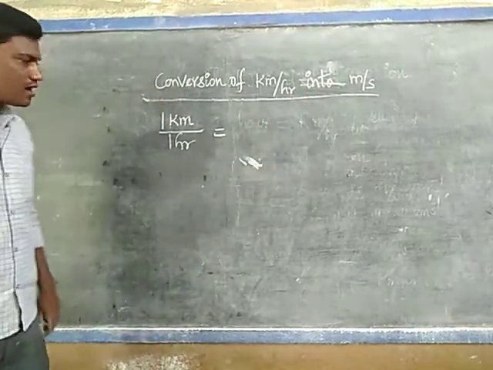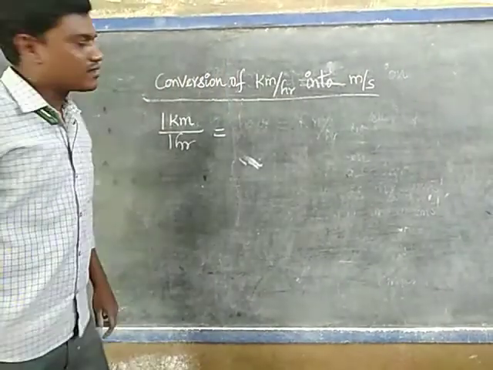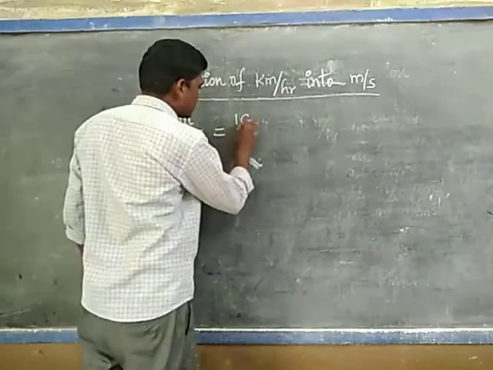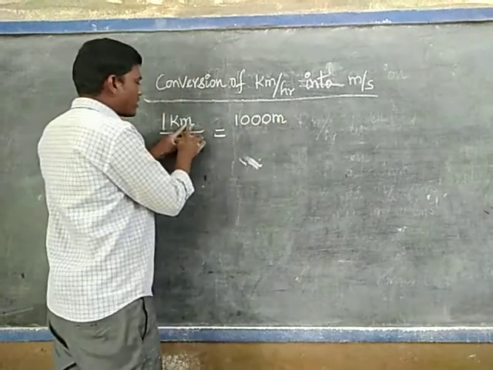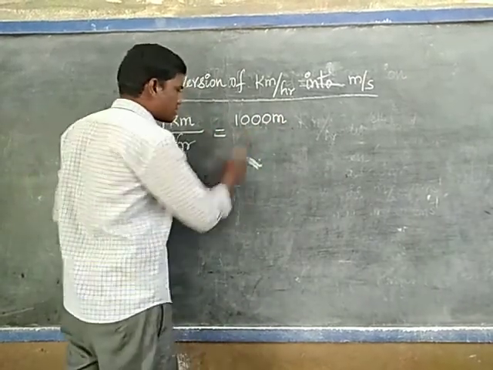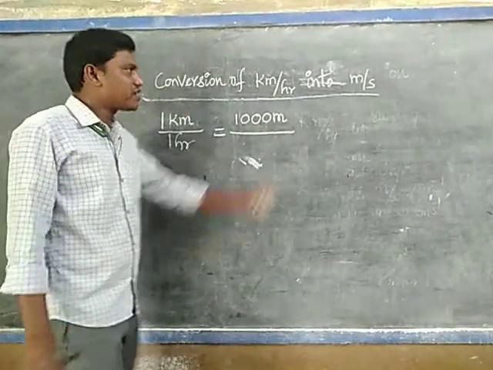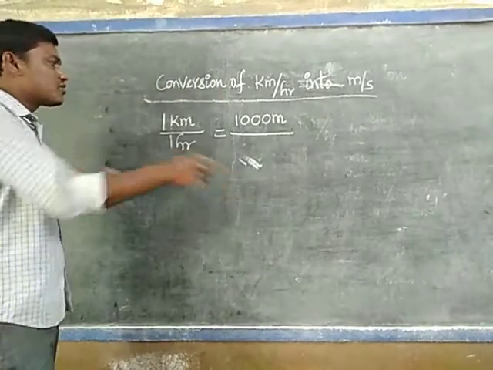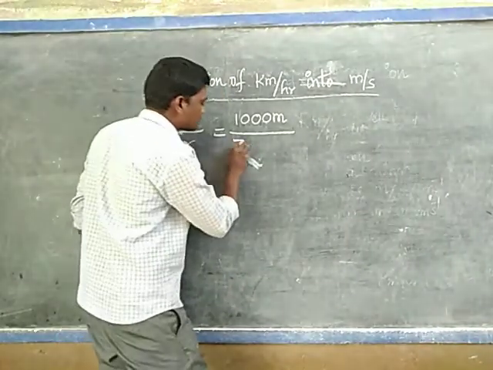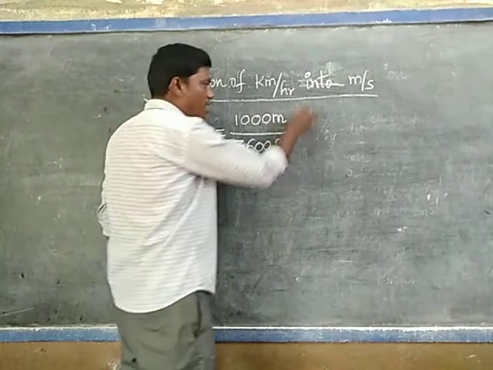Now 1 kilometer is equal to how many meters? 1000 meters. That's why 1000 meters. Listen, 1 kilometer is equal to 1000 meters upon 1 hour is equal to, here which one is there? Seconds. That's why how many seconds? 1 hour is equal to 3600 seconds. How can we say that?